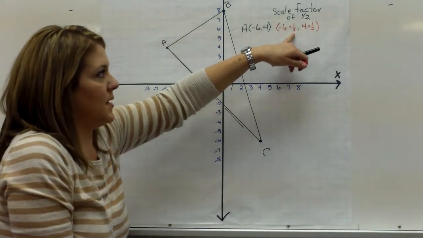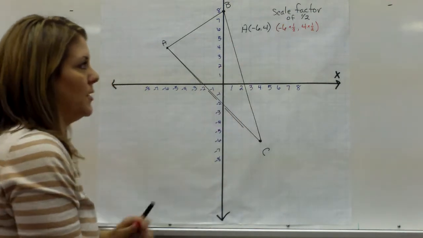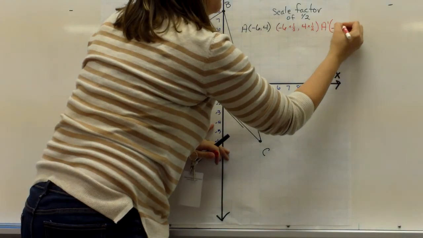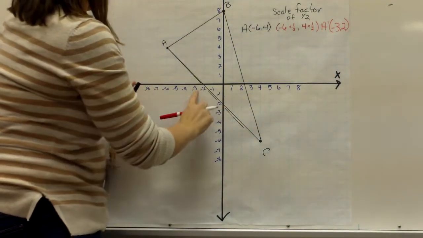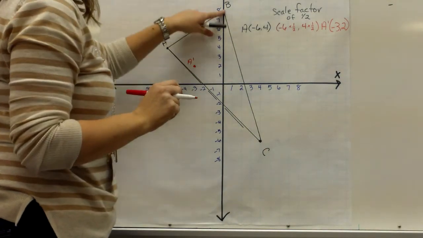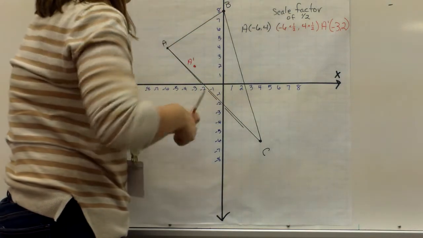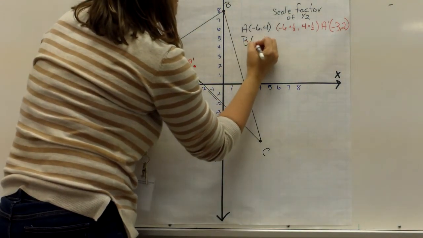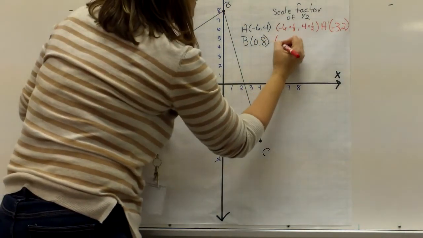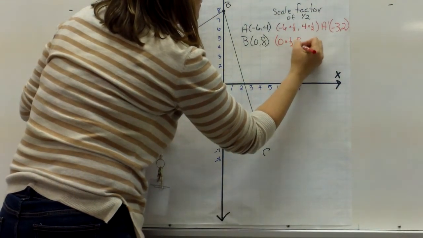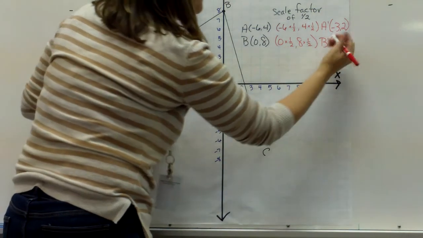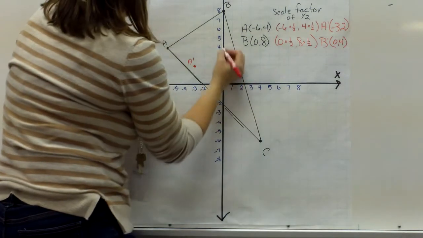So when we do -6 times 1/2, we get -3. 4 times 1/2, we get 2. So our new A is at (-3, 2), which will be right here. Let's look at B. It's at (0, 8). We're going to multiply 0 and 8 by 1/2. So our new B is going to be at (0, 4), which is right here.